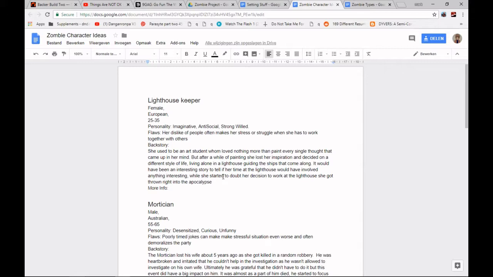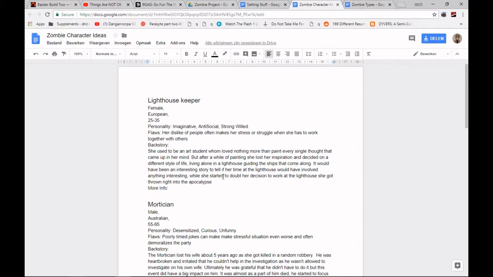Now, we have the lighthouse keeper, who is female. She's European. This is all set in America. These people also generally live in the same city. She's between 25 and 35. She's an imaginative person, not very social, and strong-willed. Her dislike of people often makes her stress or struggle when she has to work together with others. Now, that's a flaw.